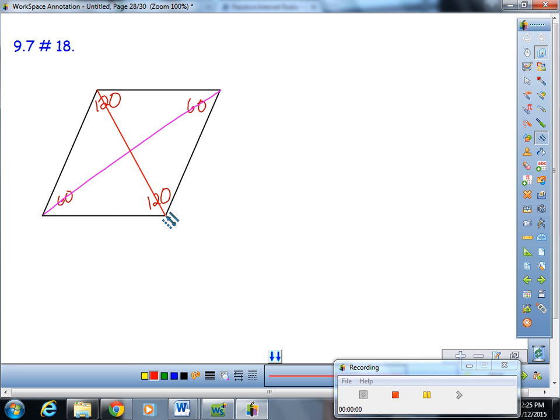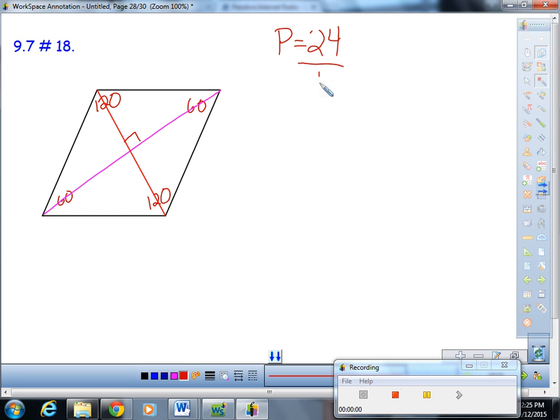Alright, so we're looking for the length of the pink line and the length of the red line. And remember that those are perpendicular because it is a rhombus. We know that in this problem, the perimeter is 24. So when we do 24 divided by 4, that gives us our side length. So our side length is 6.